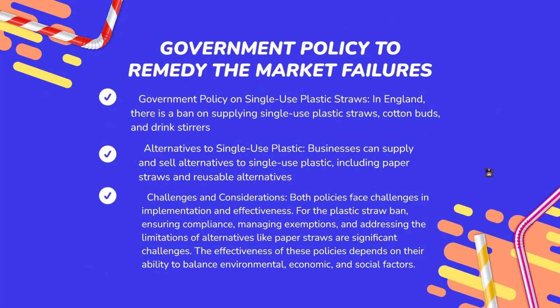Government policy to remedy the market failure. Government policy on single-use plastic straws. In Finland, there is a ban on supplying single-use plastic straws to customers and drinking cereals. Alternatives to single-use plastic: businesses can supply and sell alternatives to single-use plastics, including paper straws and reusable alternatives.